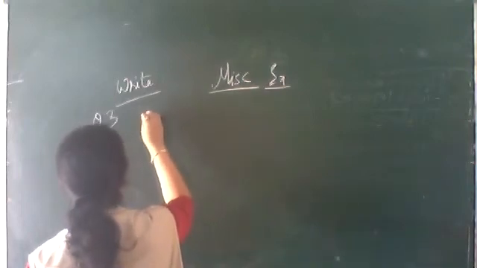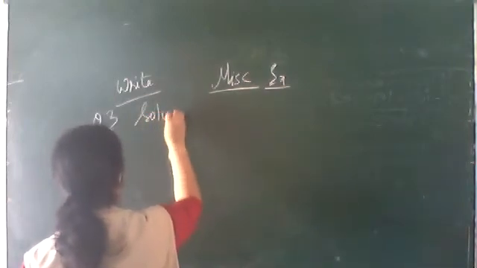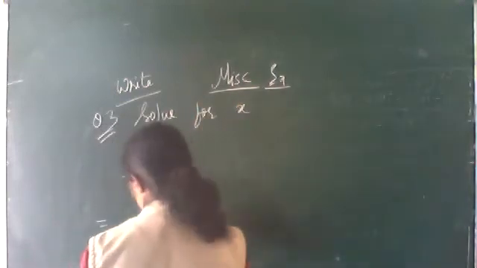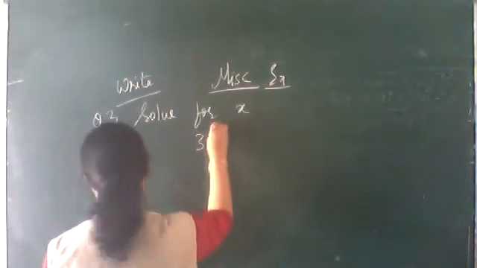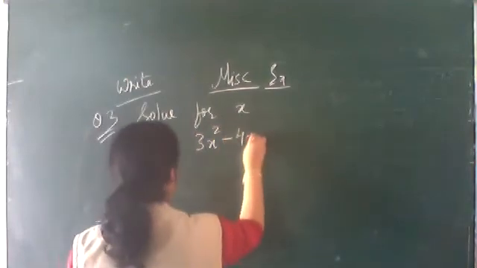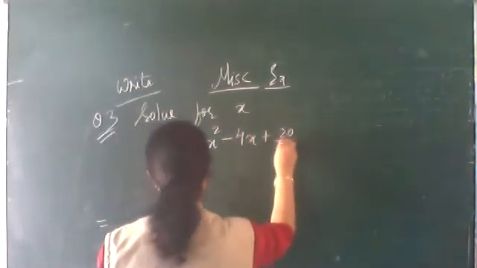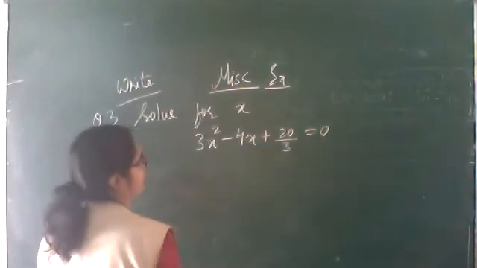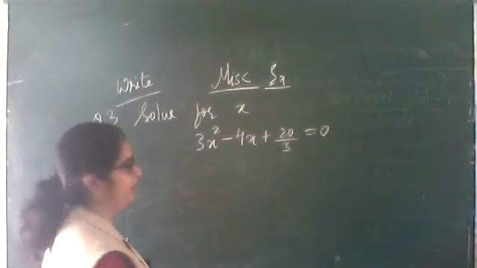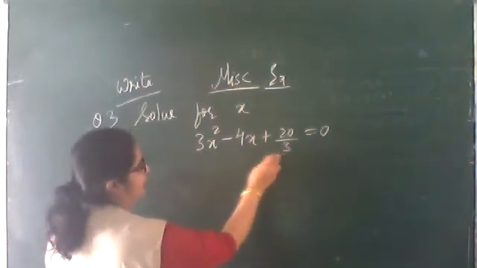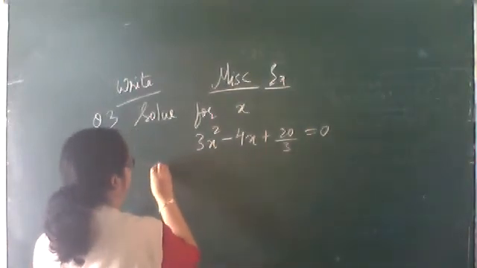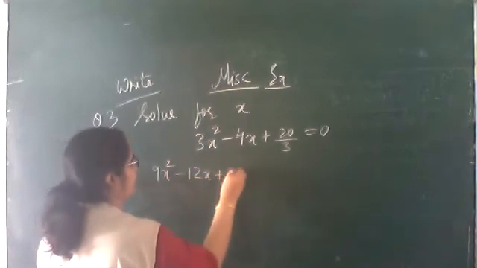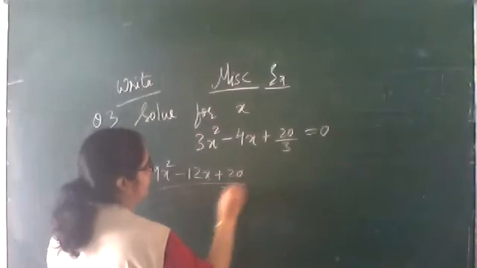Now it is solve. Solve means find the value of x. Solve for x: 3x square minus 4x plus 20 upon 3 is equal to 0. Clear? Now you multiply the whole equation by 3. We can take the LCM 3 here. So what we will have? We will have 9x square minus 4 threes are 12x plus 20 divided by 3 is equal to 0.